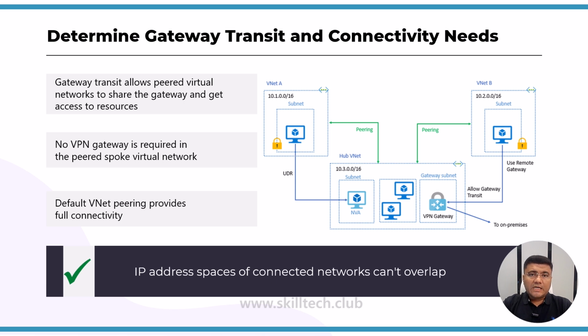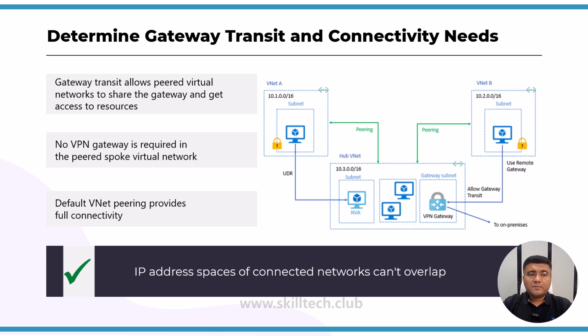Now, when you want to connect multiple virtual networks with each other, hub and spoke is one of the useful topologies, where we treat one virtual network as the center, and all other virtual networks connect with it as spokes. In this case, you can also see that there is a VPN gateway which we have configured in our hub network. And that's the reason I want you to know that gateway transit allows peered virtual networks to share the gateway and get access to the other resources. Remember, no VPN gateway is required in the peering spoke virtual network. You just have to set that up in the hub, and then your peering spoke virtual networks do not require a separate VPN gateway.